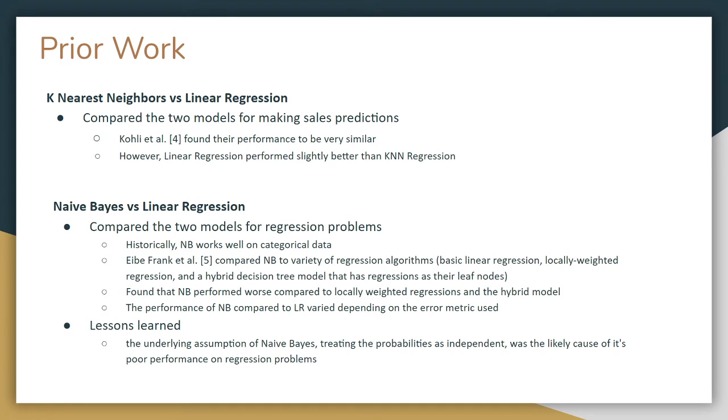We also looked at KNN versus linear regression, where these 2 models were used to make predictions on sales data from a German pharmacy chain, and they performed comparably, but linear regression performed slightly better. And with naive Bayes versus linear regression, there was a study that compared these 2 models, and for the data they were using, all the variations of linear regression outperformed naive Bayes on these sort of problems, except for global linear regression, which in certain circumstances performed on par with naive Bayes.